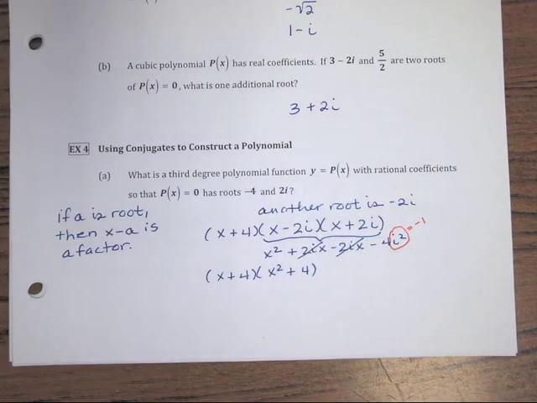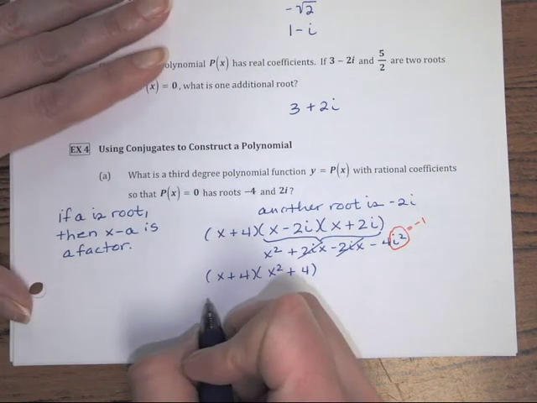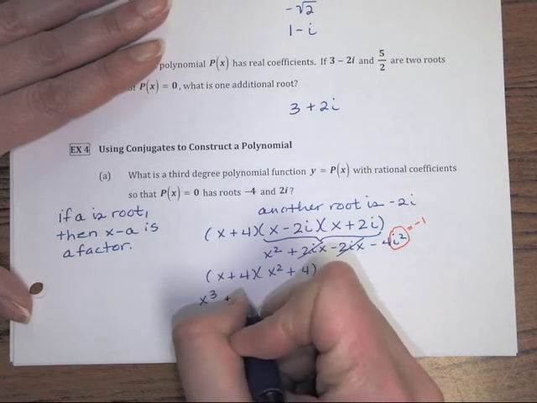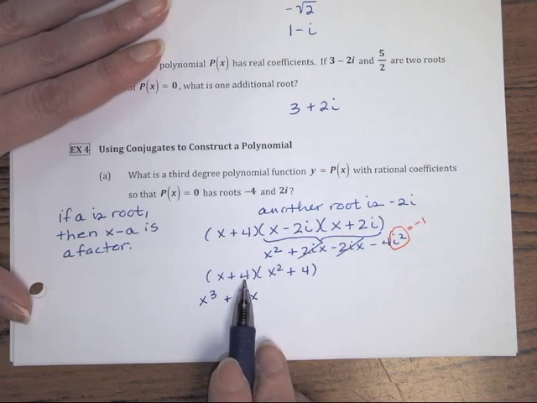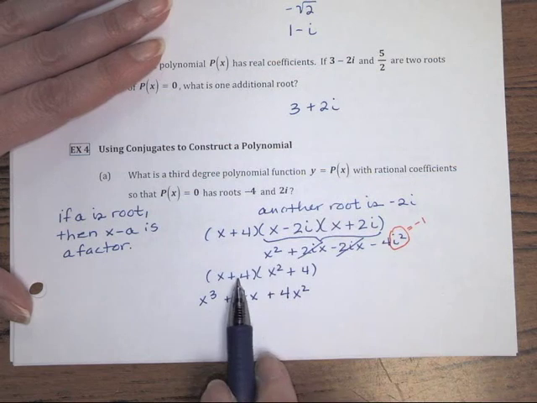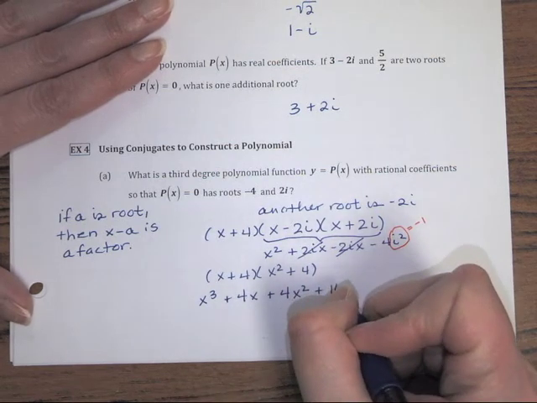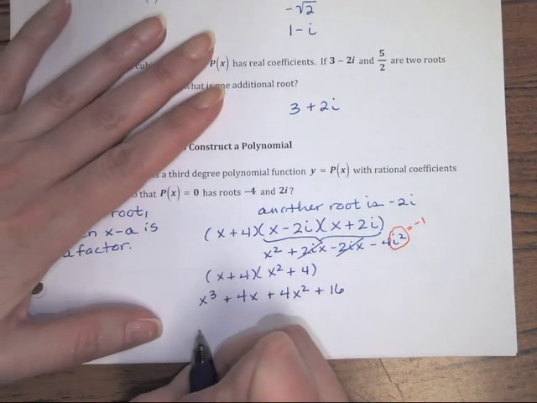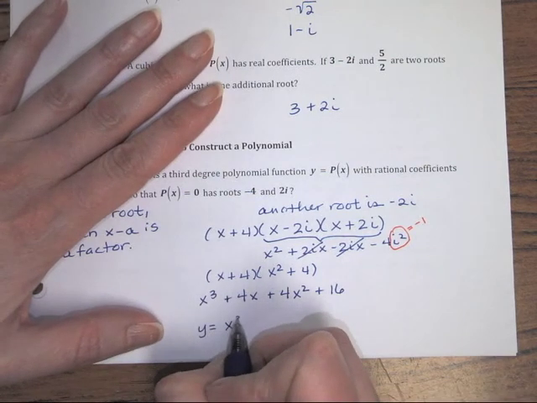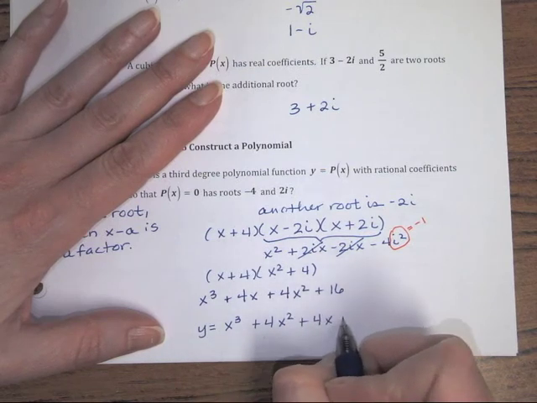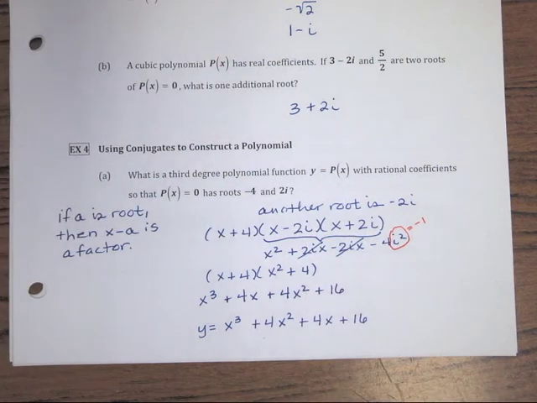FOIL that. So x times x squared gives us x to the third. Outers is x times 4 gives us plus 4x. My inners, 4 times x squared gives me plus 4x squared. And my lasts, 4 times 4 gives me plus 16. All you need to do from this point, you have no like terms. Put this in standard form by putting them in descending order. So you've got y equals x to the third plus 4x squared plus 4x plus 16. There it is. That's it.